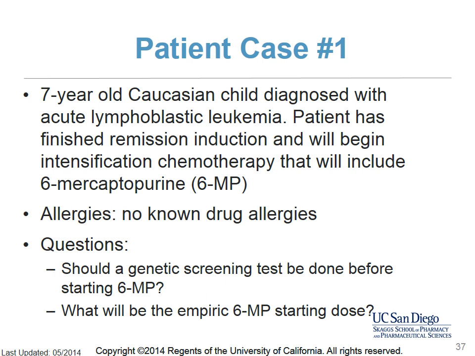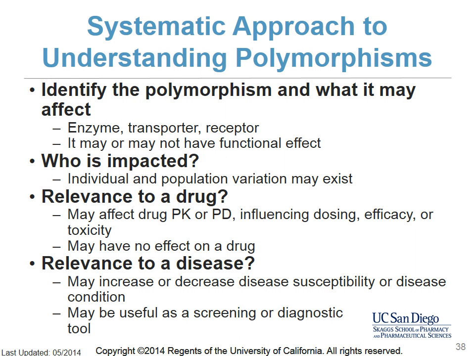Our first patient case will use pharmacogenomic concepts to evaluate the connection between the drug 6-mercaptopurine and the gene TPMT. A 7-year-old Caucasian child is diagnosed with acute lymphoblastic leukemia. The patient has finished remission induction and will begin intensification chemotherapy that will include 6-mercaptopurine, or 6-MP. The patient has no known drug allergies. There are two questions we will consider. Should a genetic screening test be done before starting 6-MP? And what will be the empiric 6-MP starting dose?